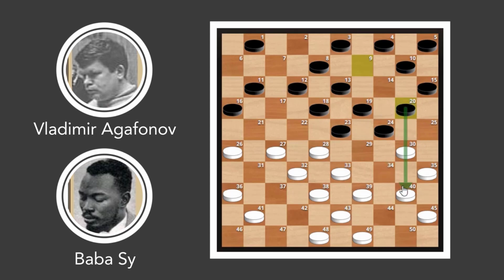So again, if we draw the square, we see that the vertex here is surrounded by 25, 15, 14, and 24. So we can take control of this square. We can play 25, so 25 is played. And Black responded by playing 10-14. Babasai answered by playing 41-37.